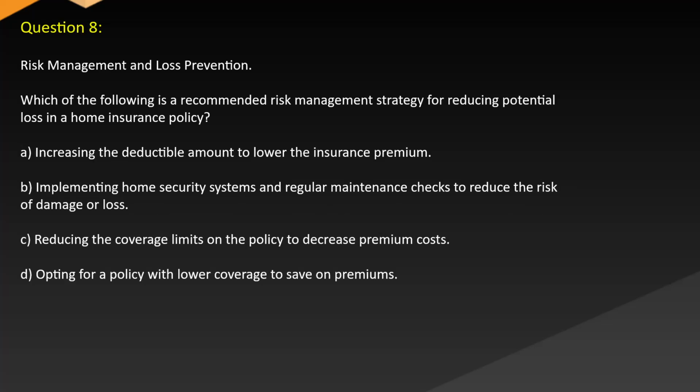Question 8. Risk management and loss prevention. Which of the following is a recommended risk management strategy for reducing potential loss in a home insurance policy? A. Increasing the deductible amount to lower the insurance premium. B. Implementing home security systems and regular maintenance checks to reduce the risk of damage or loss. C. Reducing the coverage limits on the policy to decrease premium costs. D. Opting for a policy with lower coverage to save on premiums.